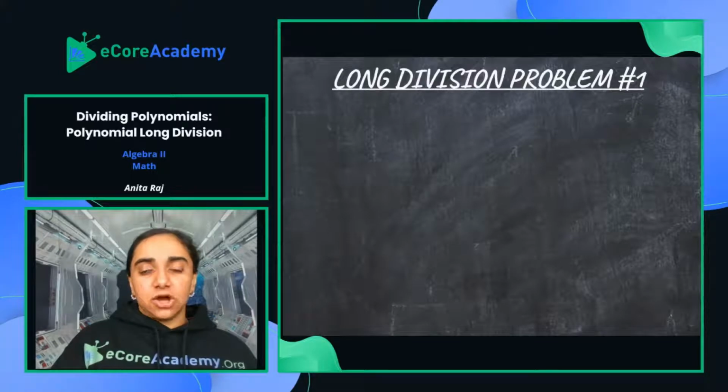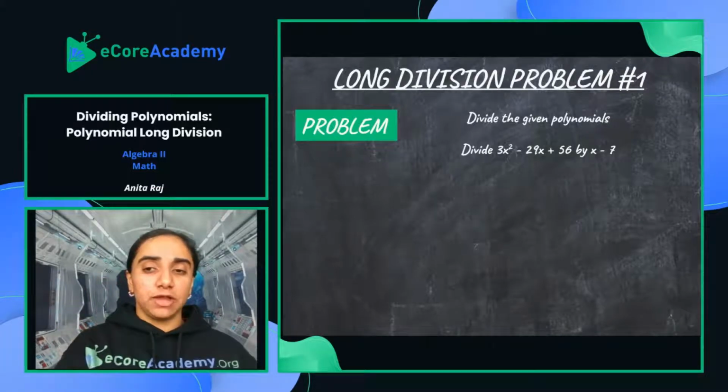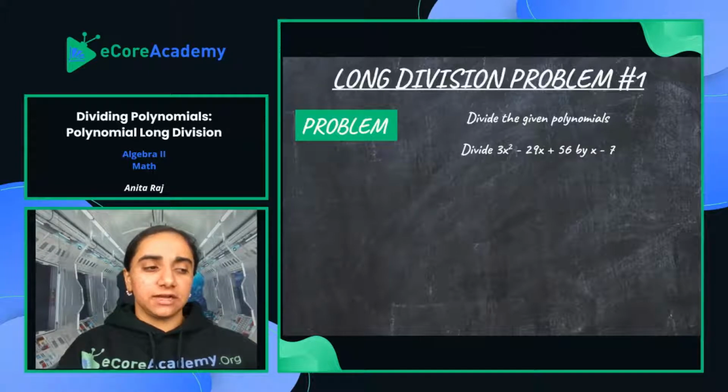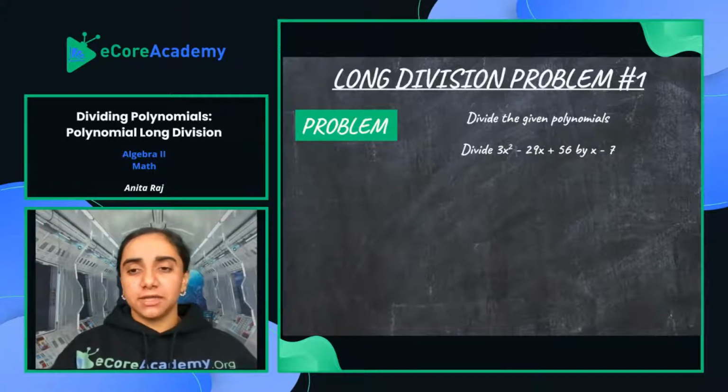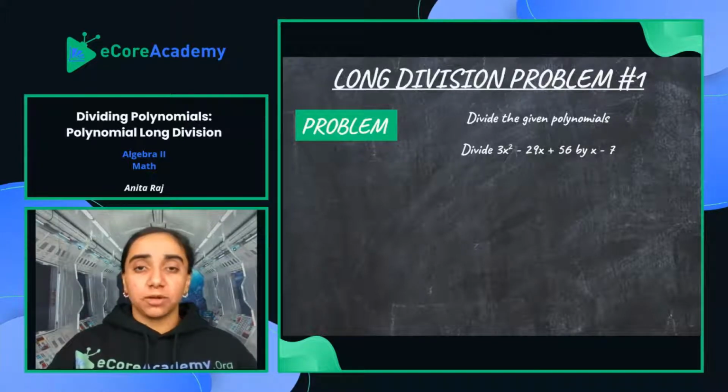All right, so let's look at long division with our first problem. Here's your problem. Divide the given polynomials. The two polynomials you're given are 3x squared minus 29x plus 56, and the second one you're given is x minus 7. So the first one is a quadratic trinomial, and the second one is a linear binomial. You're dividing the first one by the second one.